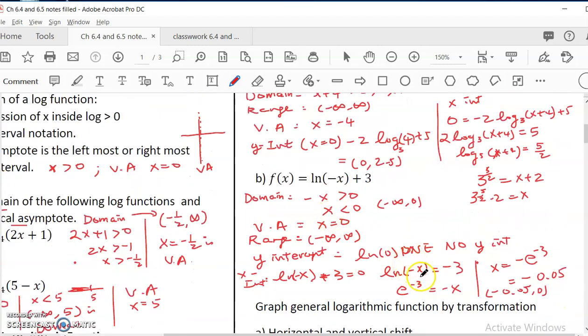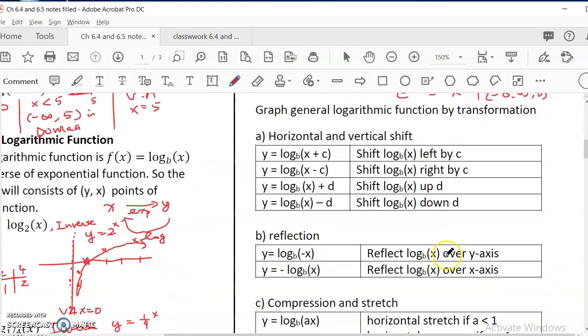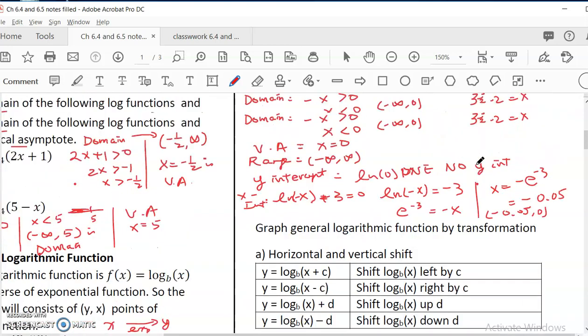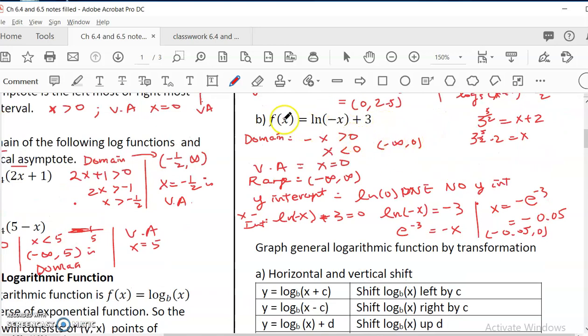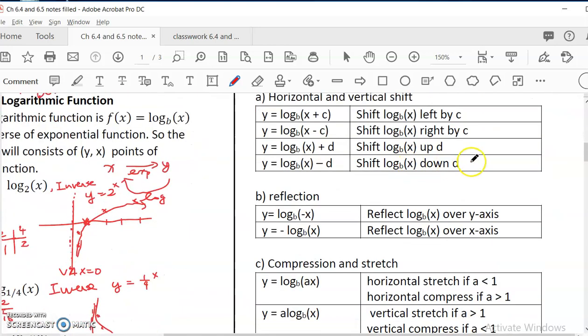So sometimes you have an x-intercept, sometimes you don't. The next thing is the general log function. So graph a general log function by transformation. For a very simple one, these are more complex. I think this one you can do by transformation. So we use the transformation rules that we did.